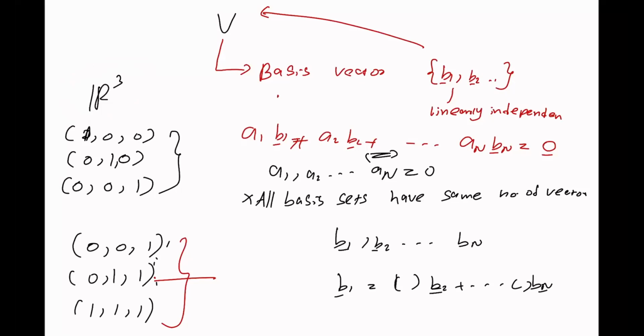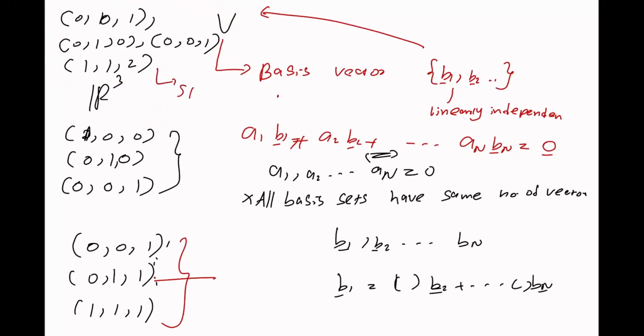Also you can have some set like that. Let's say 1, 0, 0 and 0, 0, 1, and also you can have some arbitrary vector like this. Using these 4 vectors, you can express any 3-dimensional vector as a linear combination of these 4 vectors. In such a case, we call such a set a spanning set.